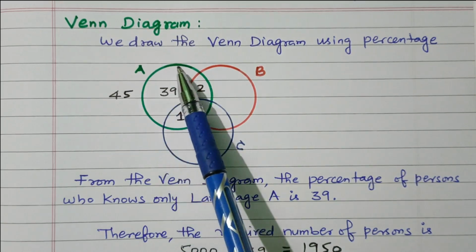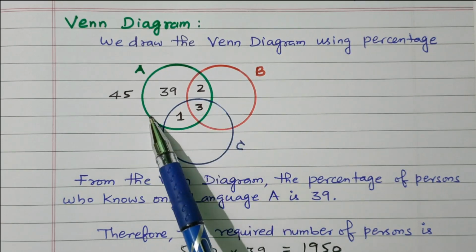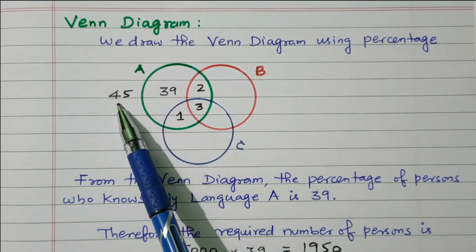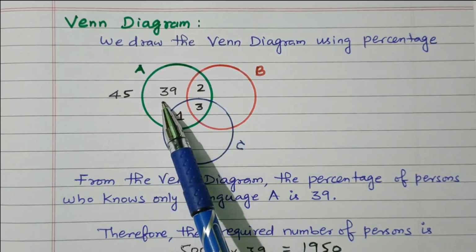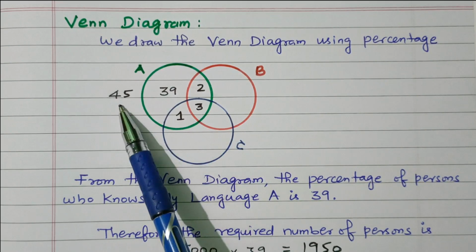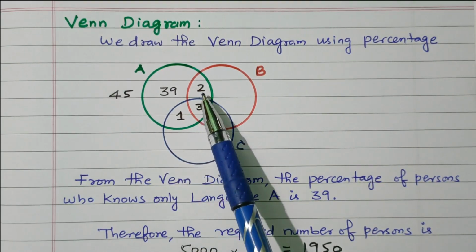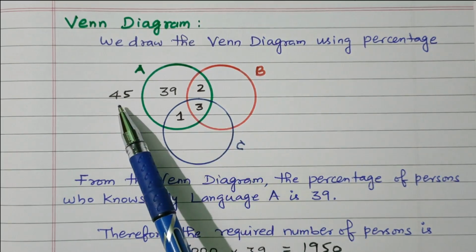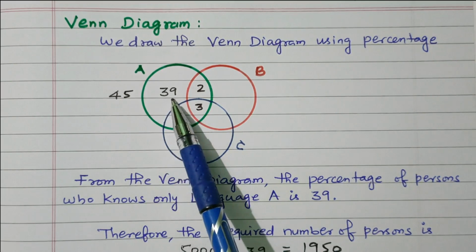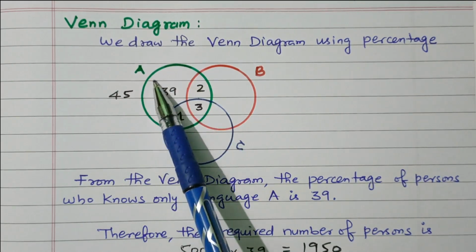Now we'll fill the remaining area. The percentage of persons who know only A, right? So total 45. From that, if you subtract these values, we'll get only the remaining area. So 45, this is nothing but 1 plus 3, 4, 4 plus 2, 6. So this 6% should be subtracted from 45. 45 minus 6 is 39. So 39% of the population knows only A.